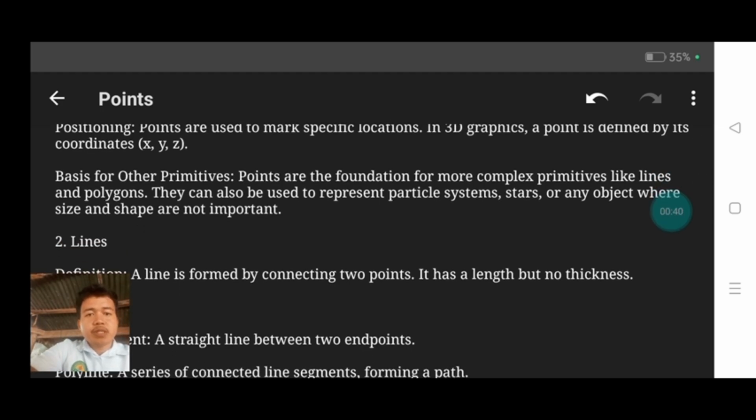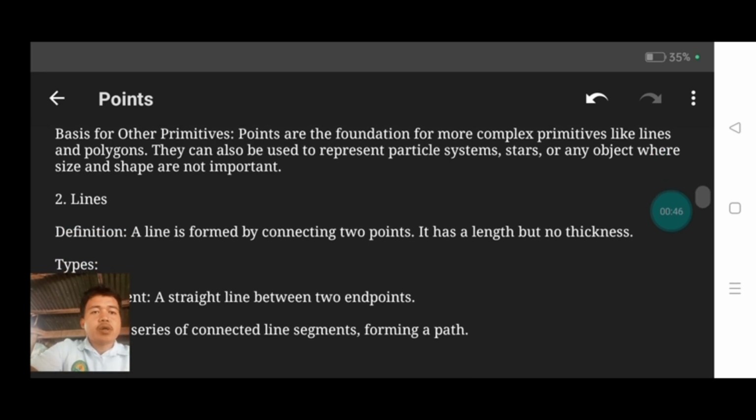Basis for other primitives. Points are the foundation for more complex primitives like lines and polygons. They can also be used to represent particle systems, stars, or any object where size and shape are not important.